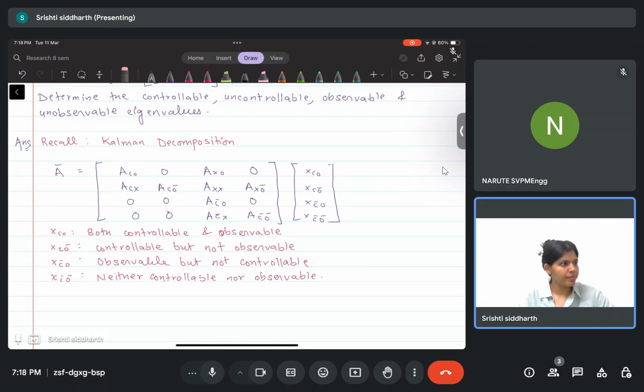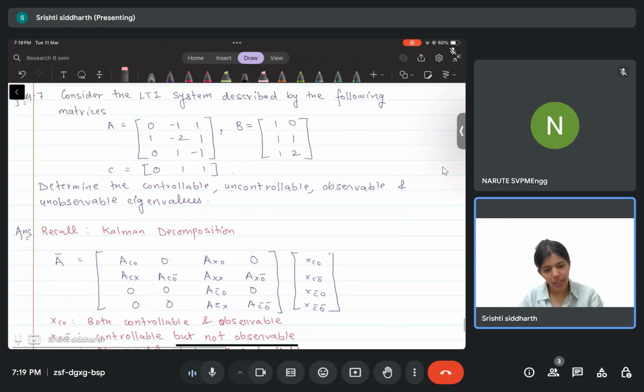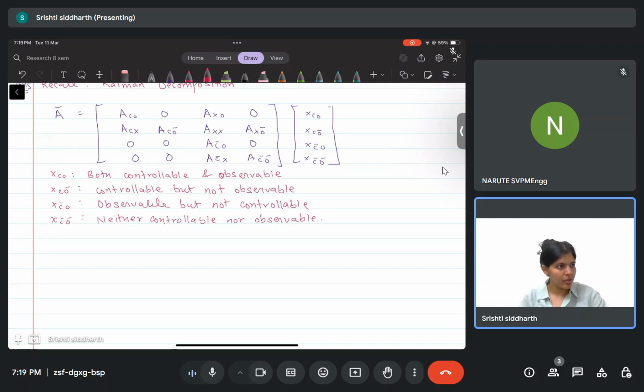So here we have transformed the system given by the ABC matrices in the form A bar, B bar, C bar, where A bar looks like this. So I'm going to write down A bar directly. Let me just write that down. Just a second.